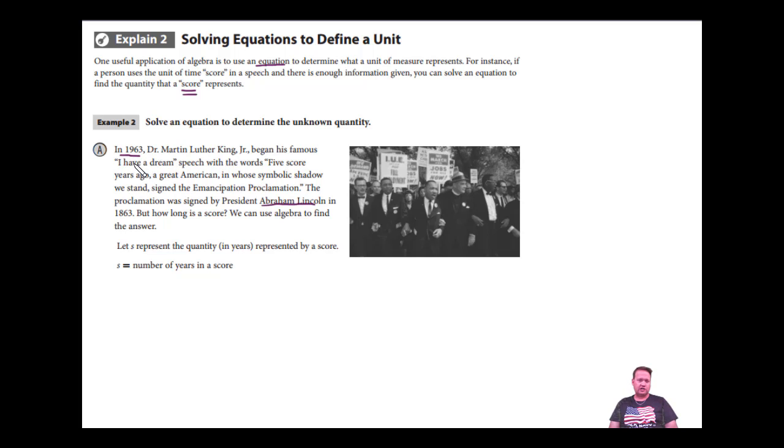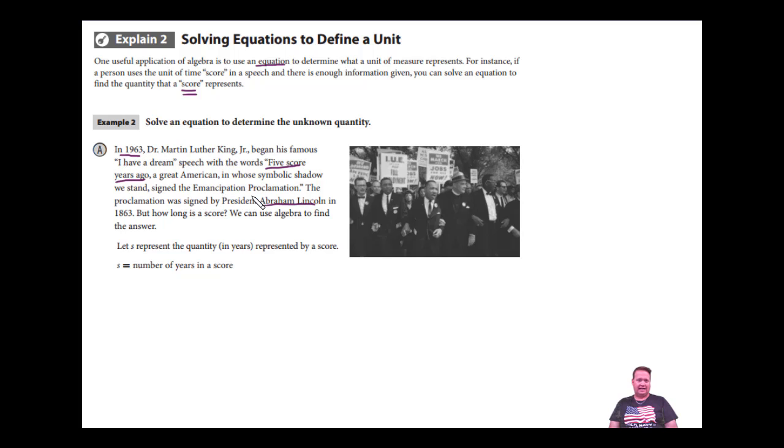Read for understanding. The problem starts off with, in 1963, Dr. Martin Luther King began his famous "I Have a Dream" speech with the words, "Five score years ago." Well, I don't really know what a score is yet. You could Google it, or we can write an equation and figure it out. Guess what we're going to do? We're going to write an equation.